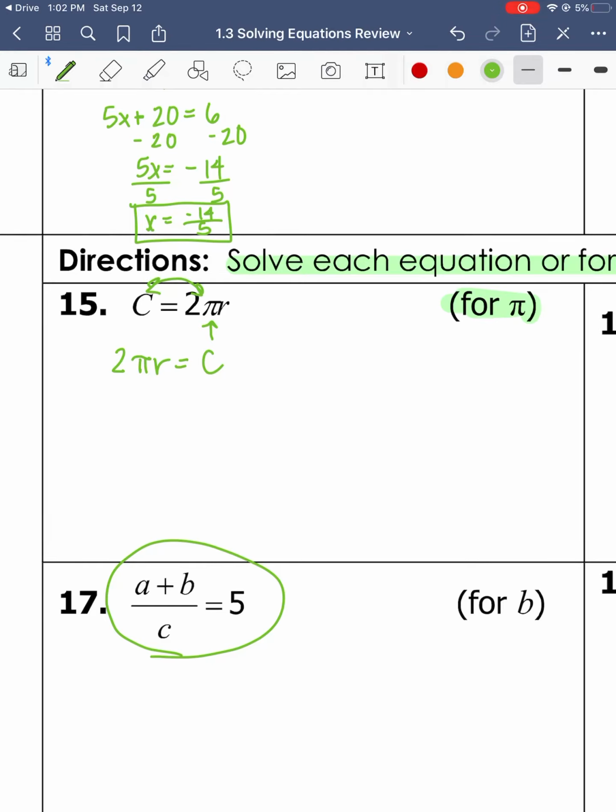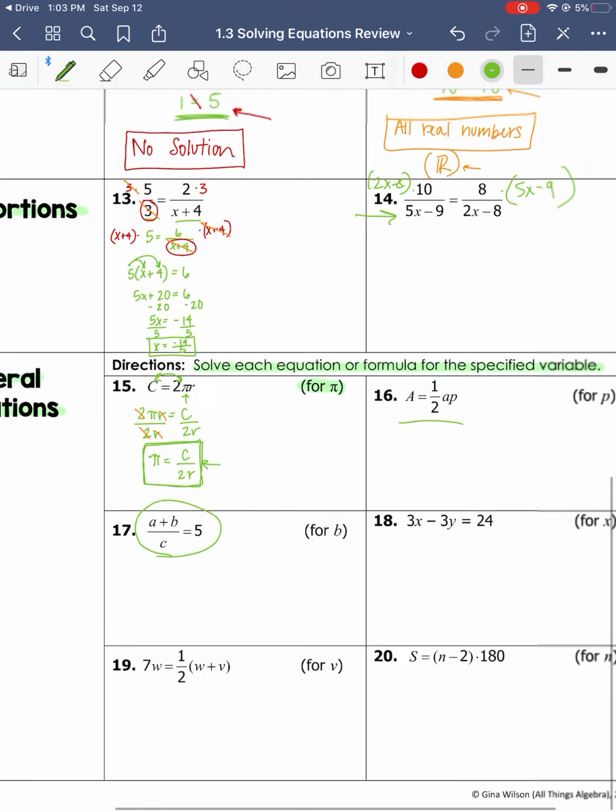So we have pi is being multiplied by 2 and r. So to get rid of those, we're going to divide by 2r on both sides to keep it equal. And then you can see here the 2's cancel out and the r's cancel out. Then we're left with pi is equal to C over 2r. And even though this isn't a number, this is still the solved equation. This is what pi is equal to, okay? And that's it. That's all you need to do.